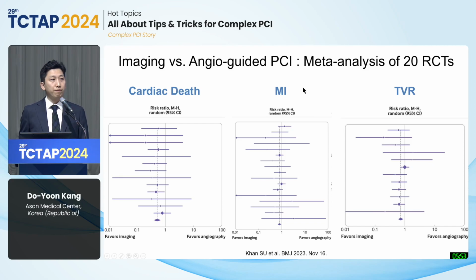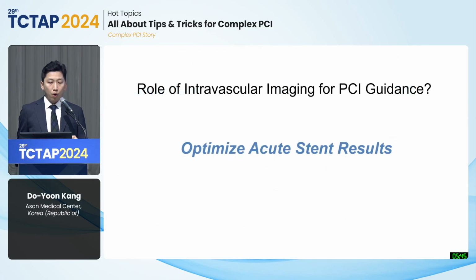There are clear benefits when we use intravascular imaging to guide PCI. There are clinical benefits. Then, how and why does intravascular imaging improve the clinical outcome? Because it optimizes the acute stent result.